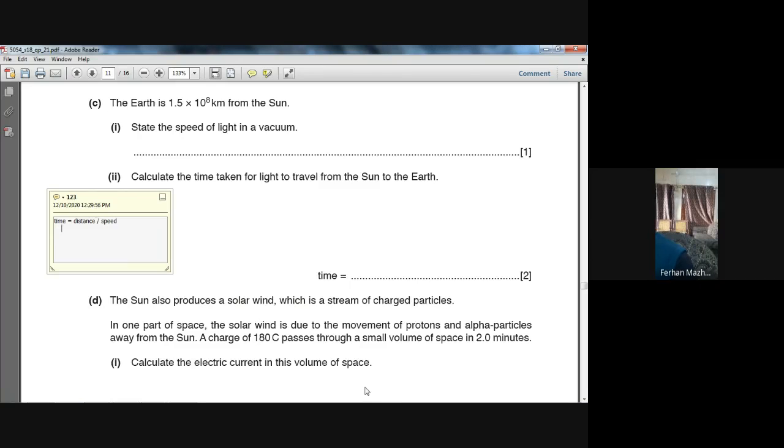Okay, but there is a problem. You see, this distance is in kilometers, but the speed we know is in meters per second. So you just multiply the distance by 1000 and it will be converted. It will become 1.5 into 10 raised to power 8, and when you multiply by 1000, 3 will be added to the power and it will become 11. And you divide it by 3 into 10 raised to power 8.